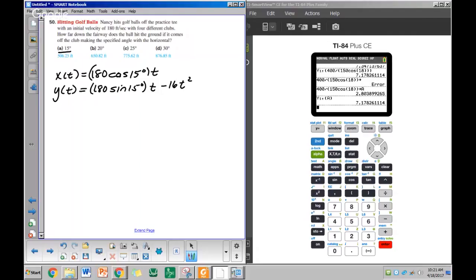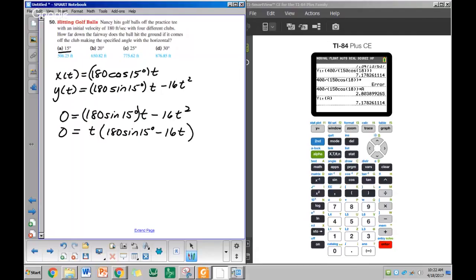Okay. So how do I find out where it hits the ground? Well, what is its height when it hits the ground? You could plug in 0 for y. That's right. So we're going to say 0 equals 180 sine of 15 degrees times t minus 16t squared. Now, this is because it's on the ground once it lands. So we can factor this. We can say 0 equals t times 180 sine of 15 degrees minus 16t.